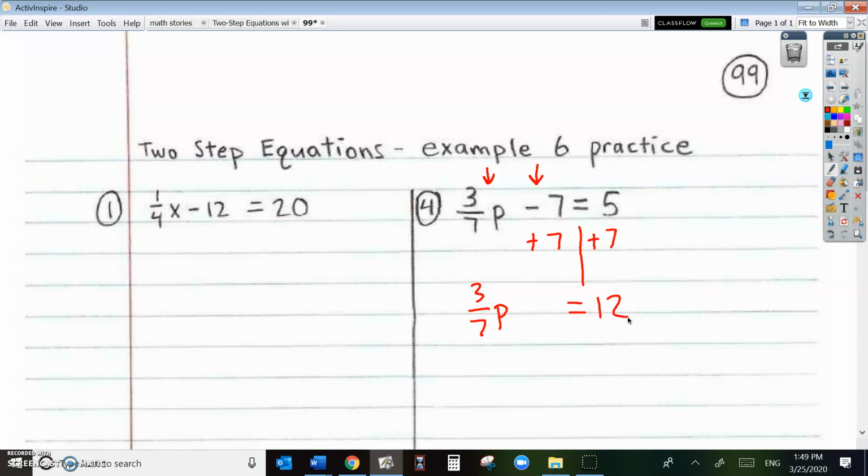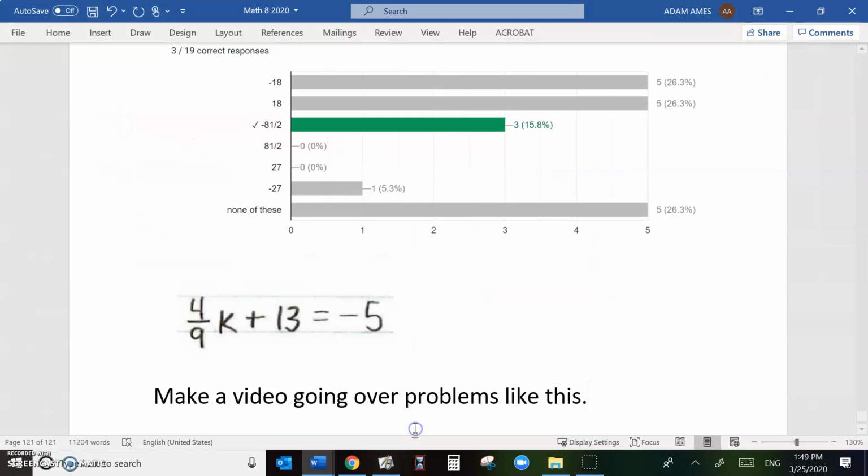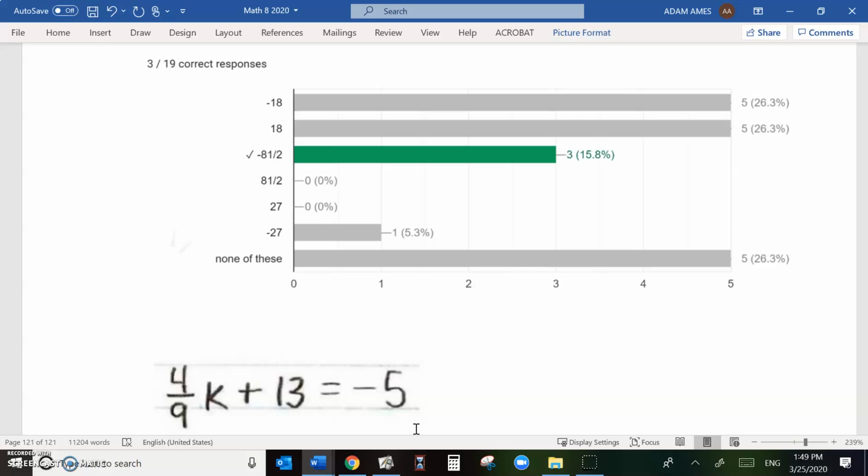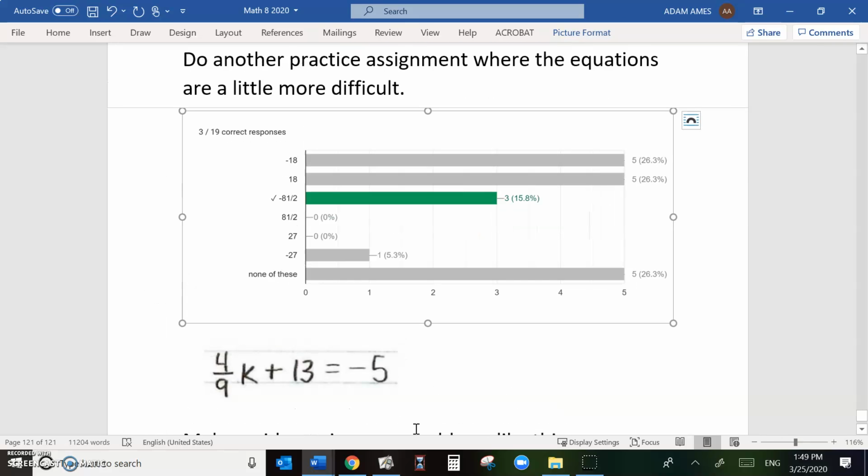By the way, you did a really good job on the assignment before. The first problems were easy, but this problem here, 4 over 9k plus 13 equals negative 5, only 3 out of 19 of you got that one correct. So that's why I'm having us practice some more. So let's practice those now.